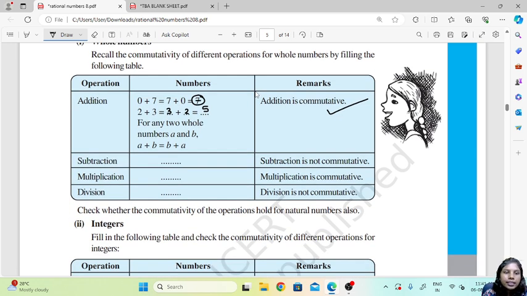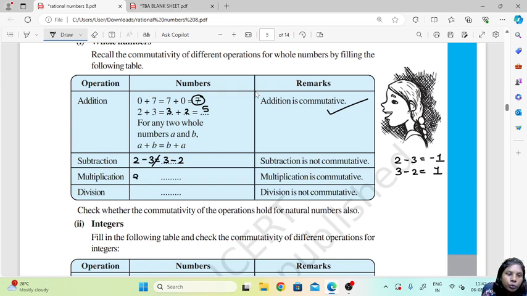Now let's look at subtraction. Let's take the same numbers, 2 and 3. So 2 minus 3 versus 3 minus 2. In the first case, when you have 2 minus 3, your answer will be minus 1. Now you are changing the numbers, so 3 minus 2 gives you 1. So our final answer is changing. Therefore 2 minus 3 is not equal to 3 minus 2, and we can say subtraction is not commutative.